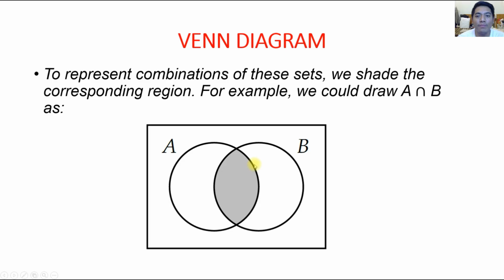So to represent the combination of these sets, we shade the corresponding region. For example, just like what I've said, for the intersection of set A and set B, we have this shaded region as our intersection for the Venn diagram. It means that this shaded area represents the common members of set A and set B.